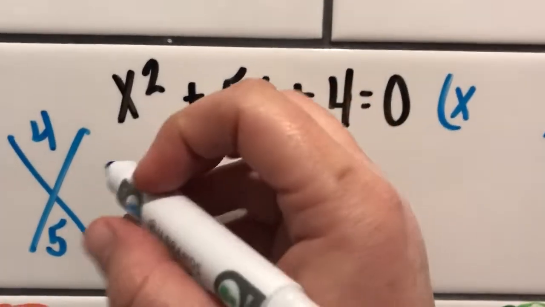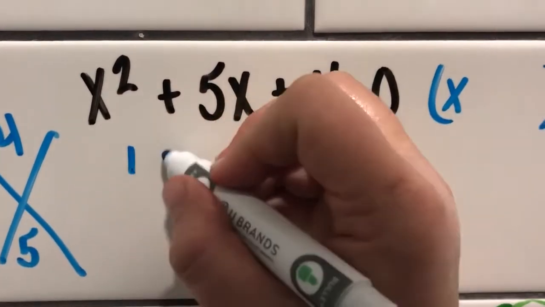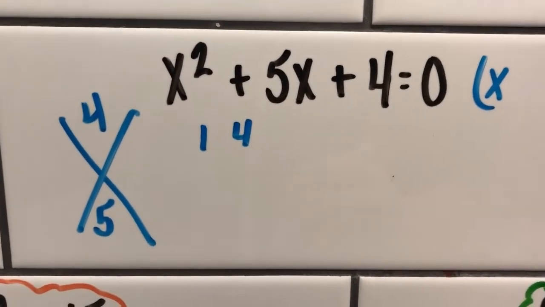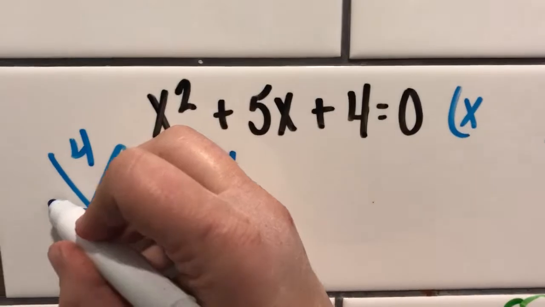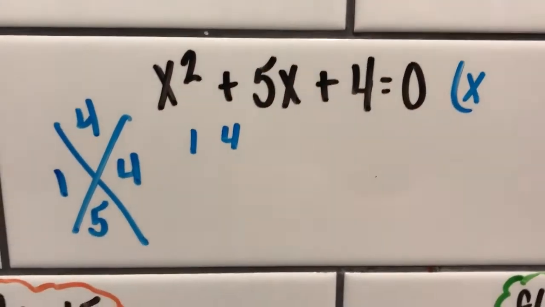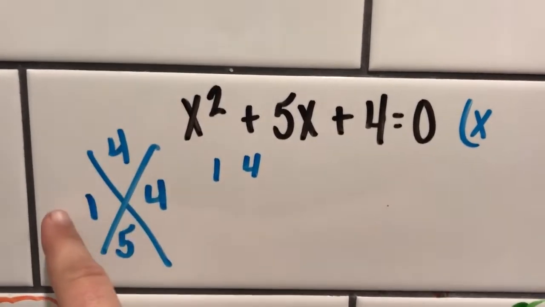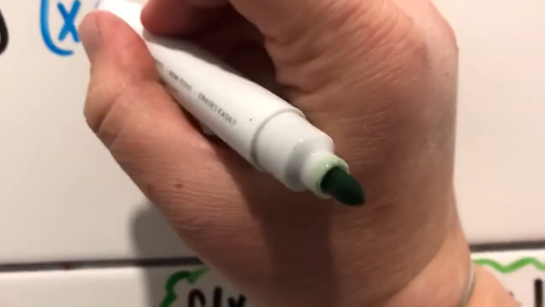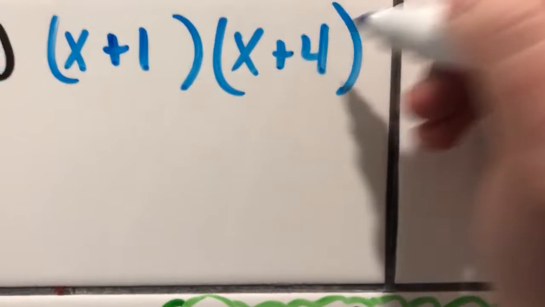So for this one, I'm going to go ahead and write out, well, 1 and 4. And I know right away that those are going to be my factors. 2 and 2 will not work to add to 5. So I'll fill those in my X puzzle. 1 times 4 is 4. 1 plus 4 is 5. So I'll fill those in. We have plus 1 and plus 4.